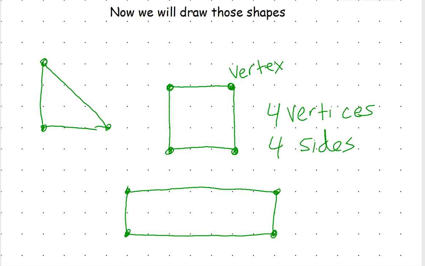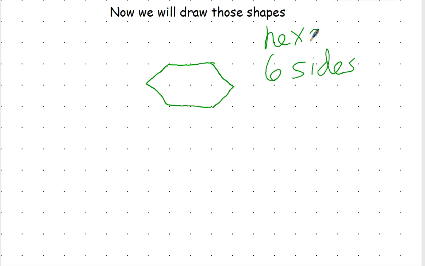Okay. I could make a hexagon with 6 sides. I'm not super good at drawing these, but do our best. Yeah, that's 6 sides. This is a hexagon. 6 sides. And it also has 6 vertices.